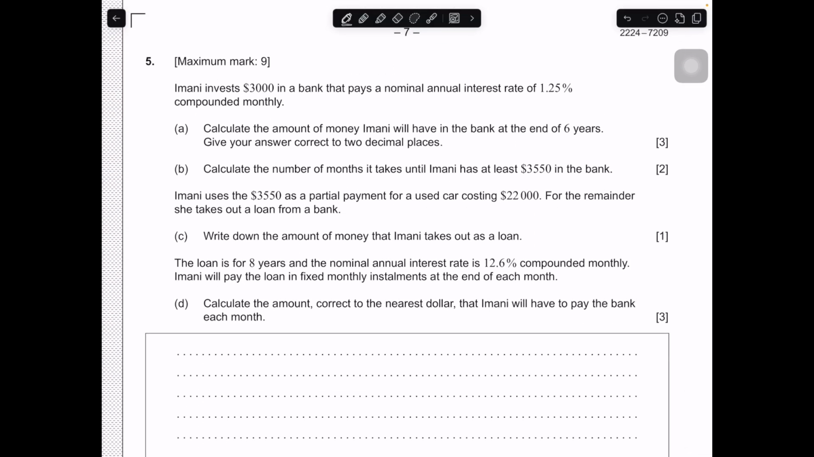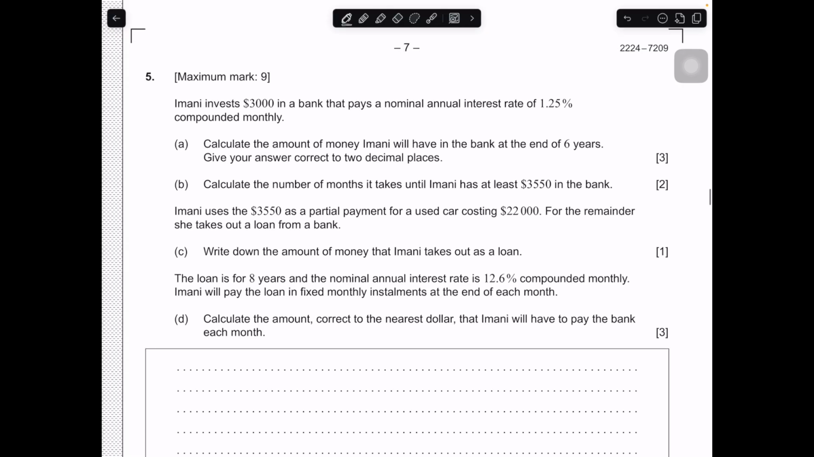Alright. Financial mathematics, 9-mark question. Let's see what we can do. Sometimes when you see a financial mathematics question, it can be a relief because sometimes they're actually kind of straightforward. Sometimes they can be unnerving, but let's see. Imani invests $3,000 in a bank that pays a nominal annual interest rate of 1.25% compounded monthly. So we've got $3,000, annual interest rate of 1.25, and it's compounded monthly. Okay, that's all key information.